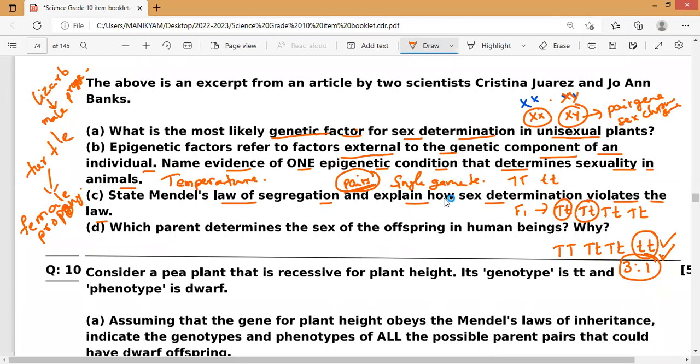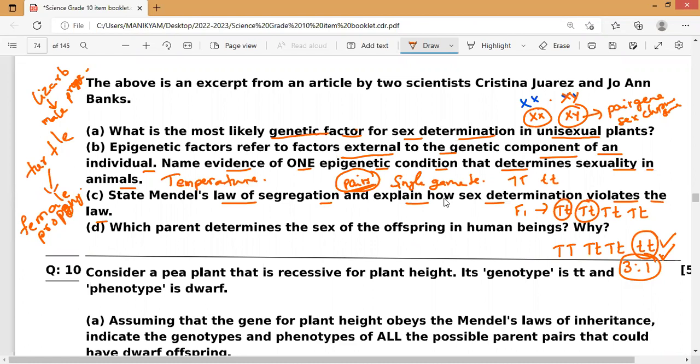Okay. Now they are asking how sex determination violates this law of segregation, or Mendel's first law of inheritance. As we all know, the law of segregation states that the offspring always receives one allele from each parent. Do you understand? A single gamete carries only one of a pair of such factors.